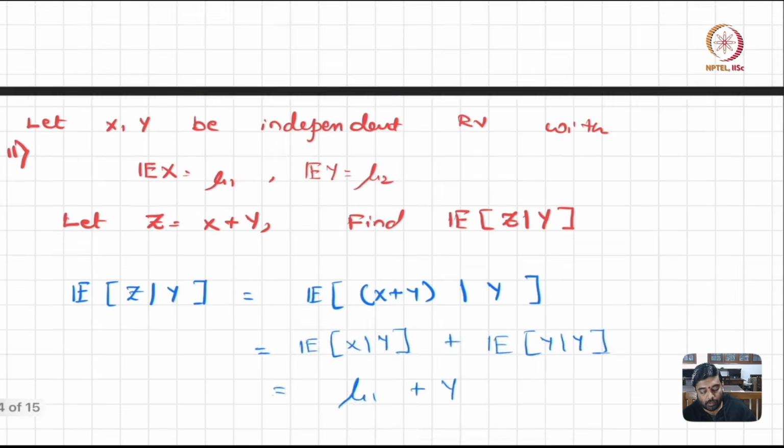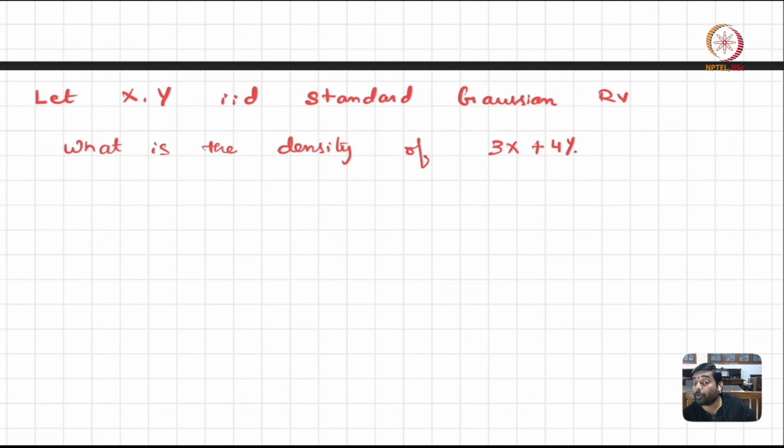Now, the last problem for our discussion is if x and y are IID standard Gaussian. Whenever I say standard normal, the mean is 0 and the variance is 1. That is, x and y are normal 0, 1. And I have z equals 3x plus 4y. Now, what is the density of z?